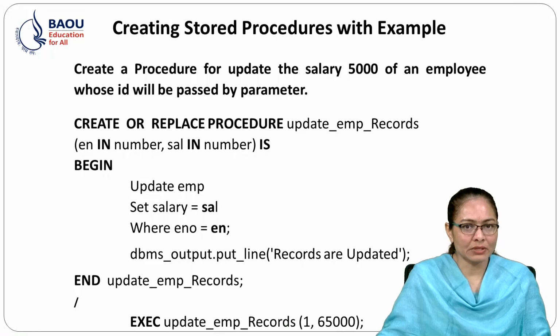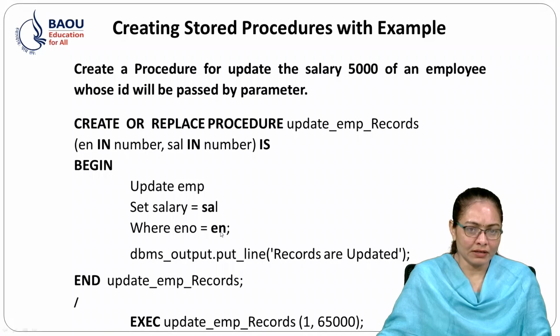Now execute the procedure using the procedure name, passing the two parameters, like EXEC. EXEC is an executable command and this is the procedure name. In the brackets, 1, 65,000 are the parameters. See, 1 is passed in EN and 65,000 is passed in the salary. So 1 is matched with this employee number column and the 65,000 value is matched with this column.